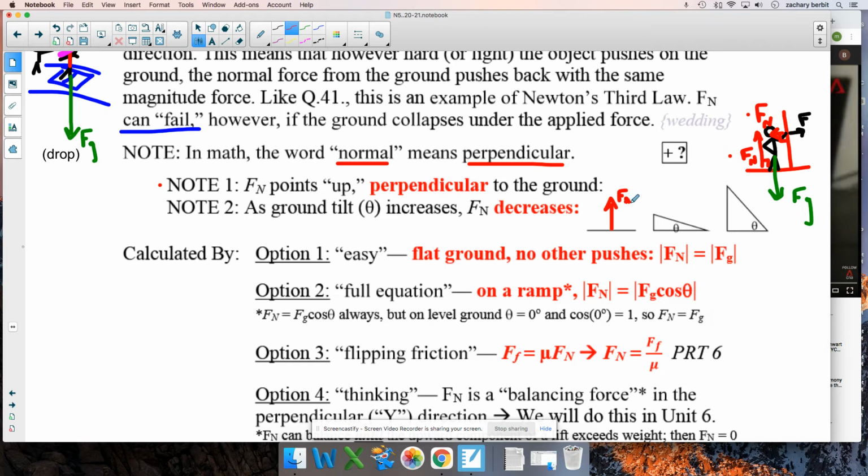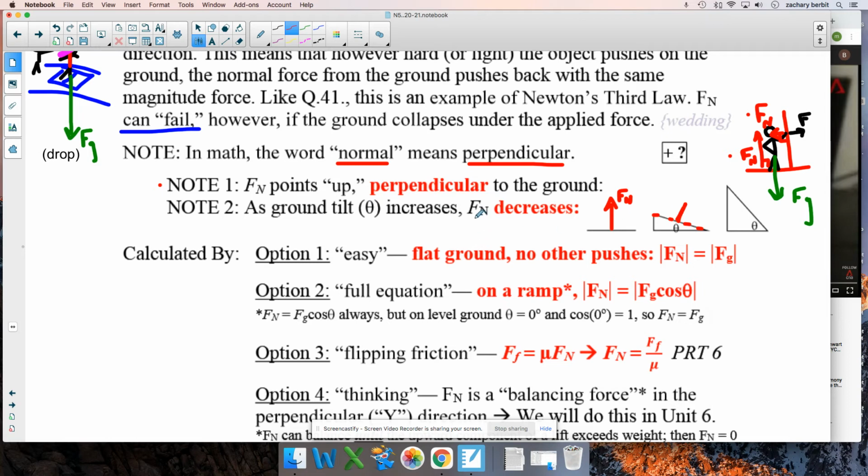If the ground tilts, like what you see over here, then the normal force will no longer be straight up. The normal force will actually tilt with the ground. It's almost like, think of the capital T. Here's the top of the T. Here's the leg of the T. The normal force will point this way.